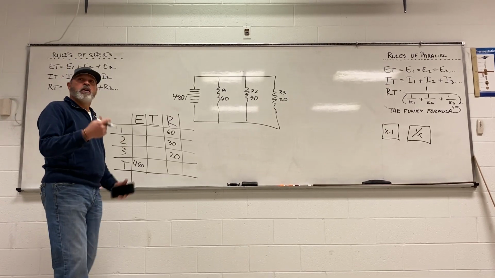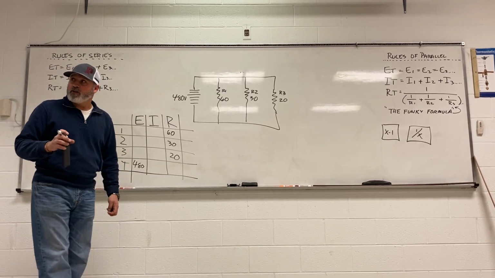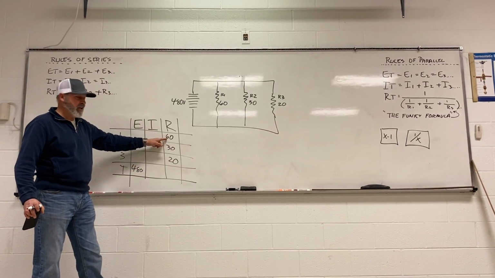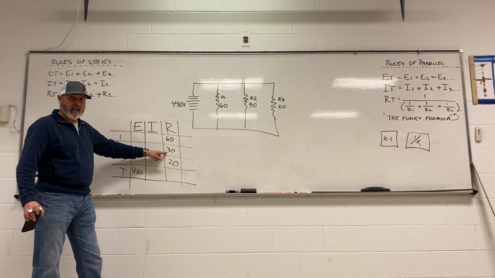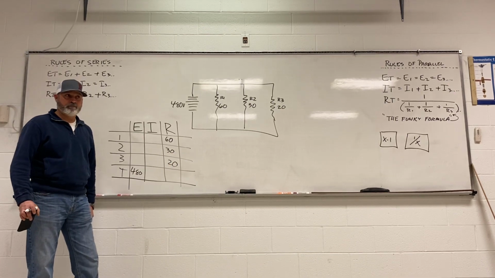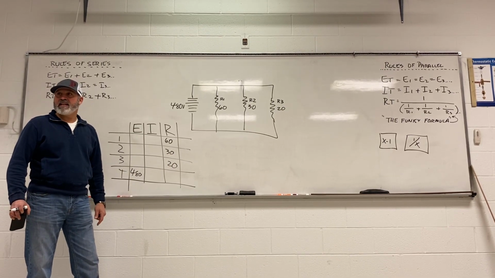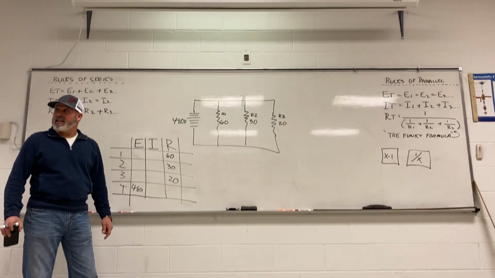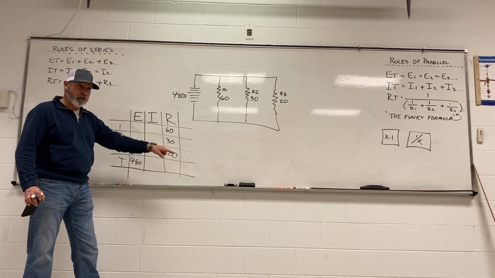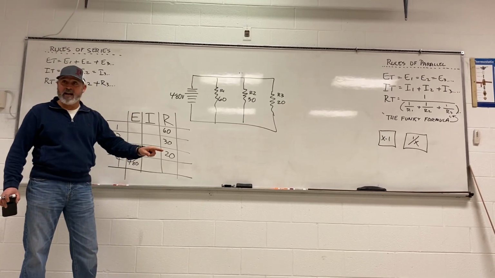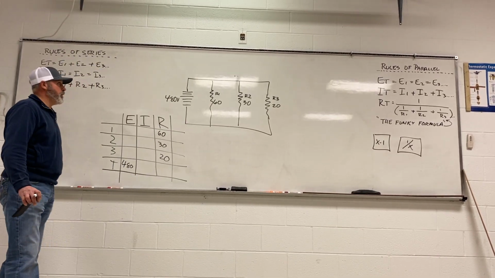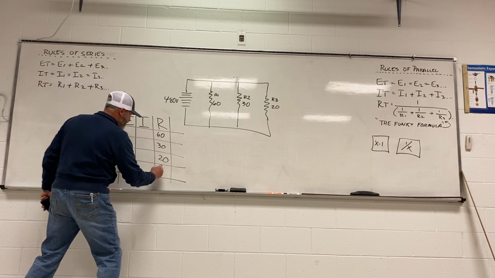Okay? Once again, to punch that in my calculator, here's what I would put in. In any order, 60 1 over x plus 30 1 over x plus 20 1 over x equals, and then hit 1 over x again. Or if you have x minus 1, you're going to go 60 x minus 1 plus 30 x minus 1 plus 20 x minus 1 equals, and then once again hit that button. So what is our total resistance? 10.